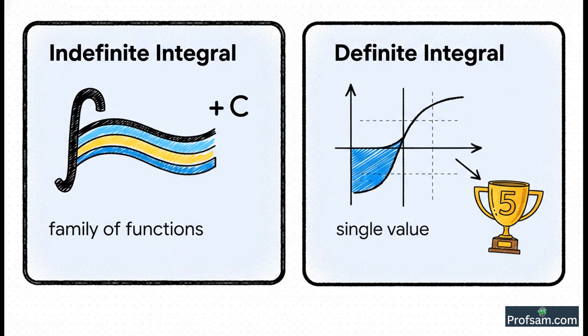But a definite integral, with those upper and lower limits, it's different. It's calculating a specific value, like the area under a curve. It gives you one single final number. The answer is a value, not a function. And that's exactly why we have to treat those limits very, very carefully.